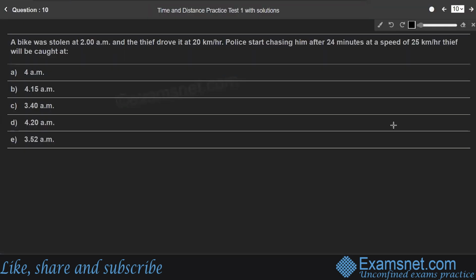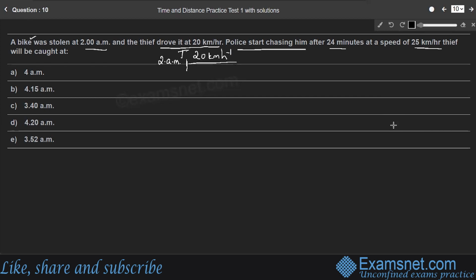Question number 10. A bike was stolen at 2 a.m. and the thief drove it at 20 km per hour. Police start chasing him after 24 minutes at a speed of 25 km per hour. Thief will be caught at. So we'll consider position of thief somewhere here, right? Bike was stolen by him at 2 a.m. Thief drove the bike at 20 km per hour speed, right?